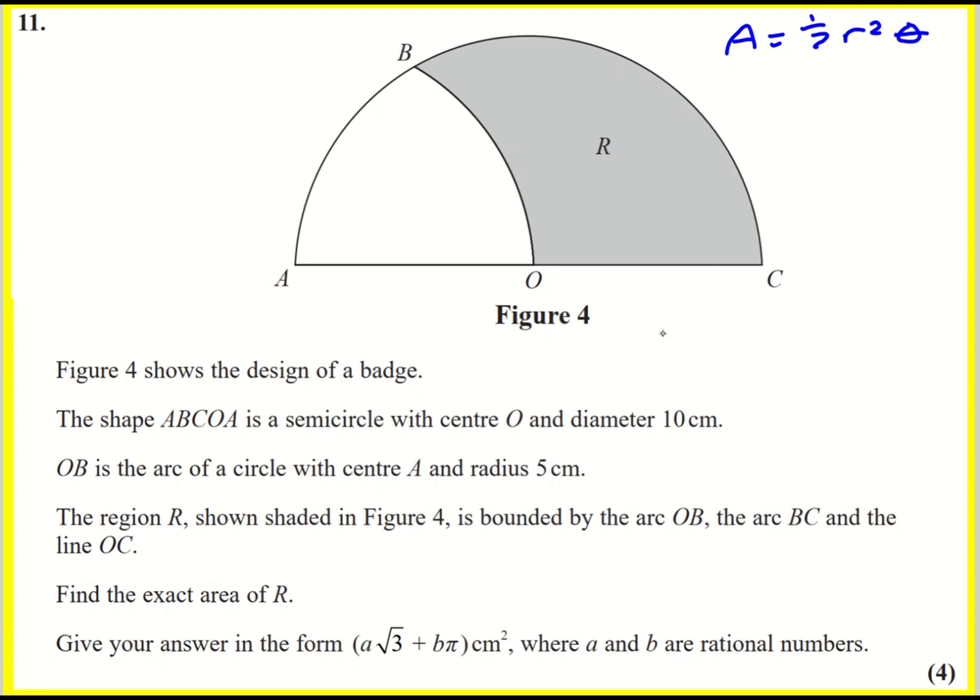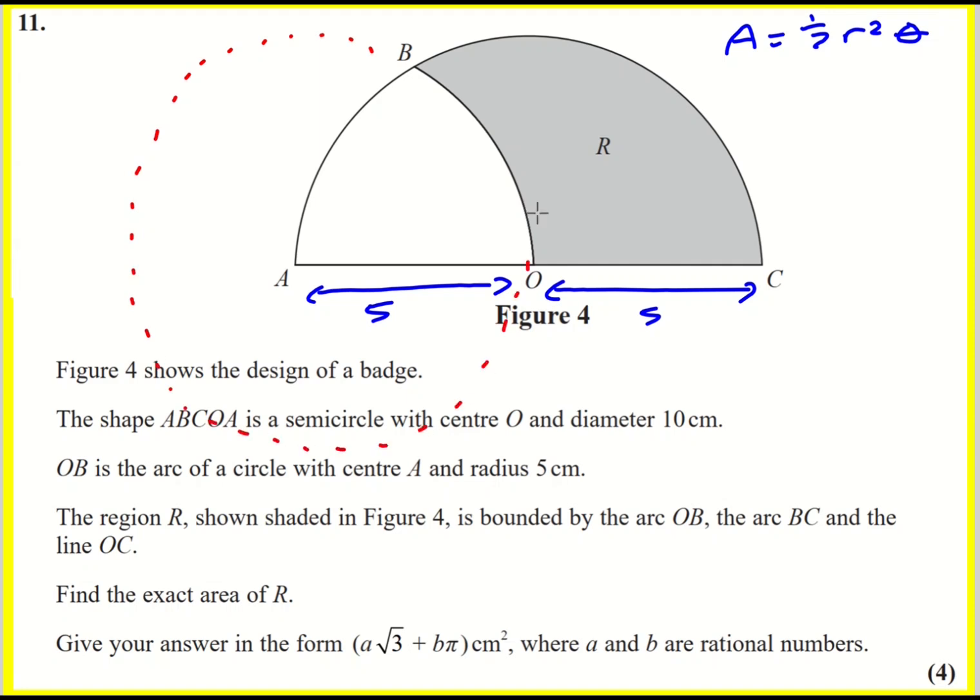So we've got a semicircle and the diameter is 10, which means this length here is 5 and this is also 5. Good start. But then we're told that AB is the arc of a circle with center A and radius 5. So I could continue this circle round and it would look a little bit like this. So A to B is also 5, because that's the radius of that circle, and we've got A to O as 5. Now O to B is also 5, because that was the radius of our semicircle. So what we've created is an equilateral triangle, and that is essential in this problem.